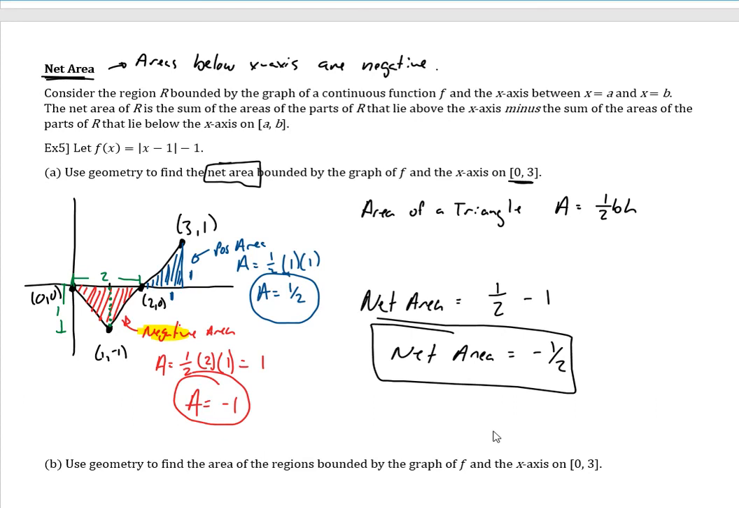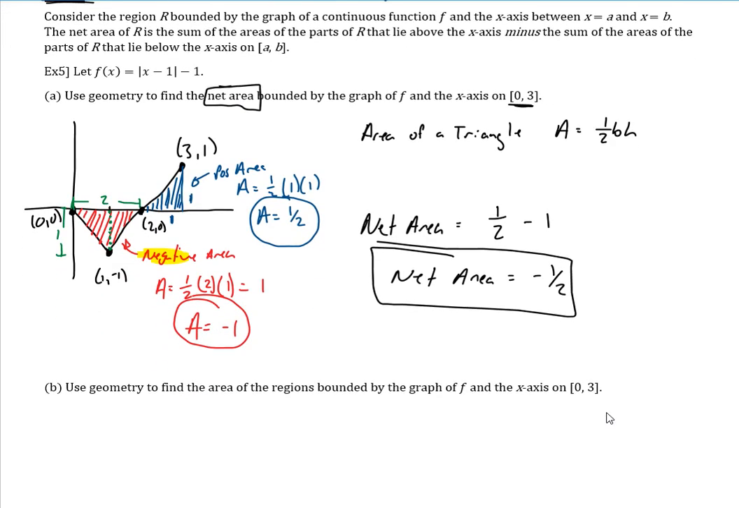So the net area, in a geometric sense, really doesn't make sense. We usually don't have negative areas if we're talking about something in an application. But what this really means is just we have more area below the x-axis than we do above. That's all it is. If it was an application, maybe this is a total distance traveled, and this negative represents that we went backwards. Okay, so that's net area.